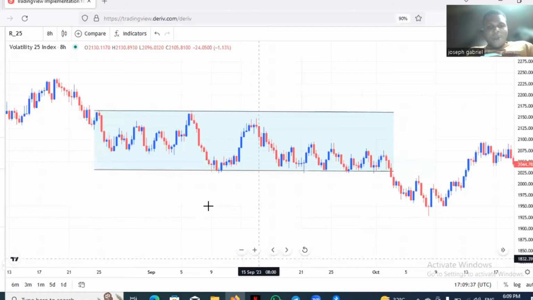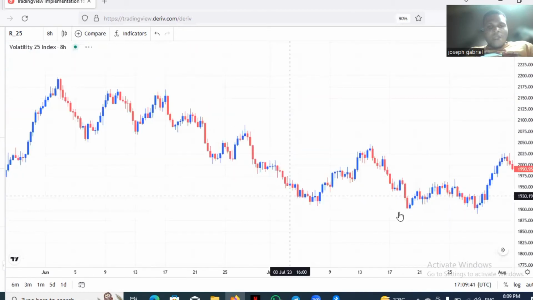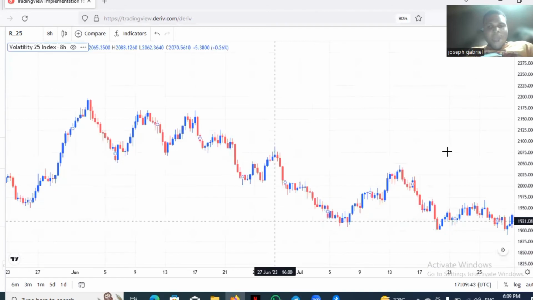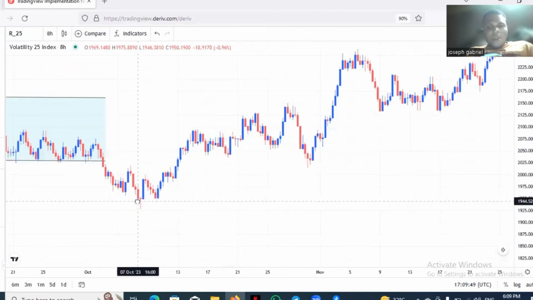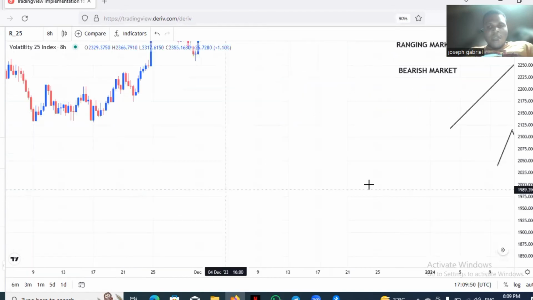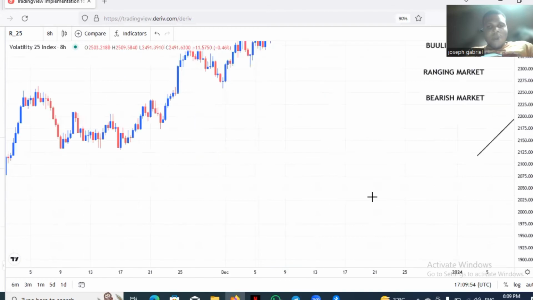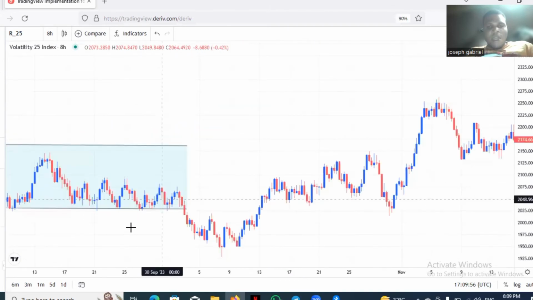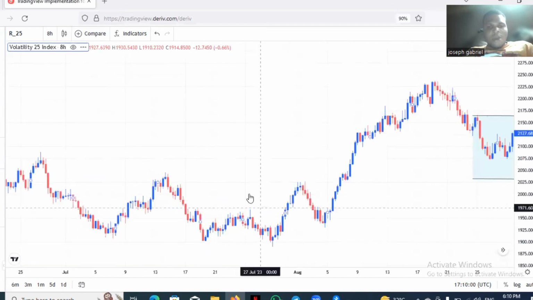Okay, now I'm looking for a bearish market formation. Now you can see this, guys. This is a bearish market. This scenario over here, this is a bearish market. So let's go back to that place I highlighted. So this is a bearish market here.